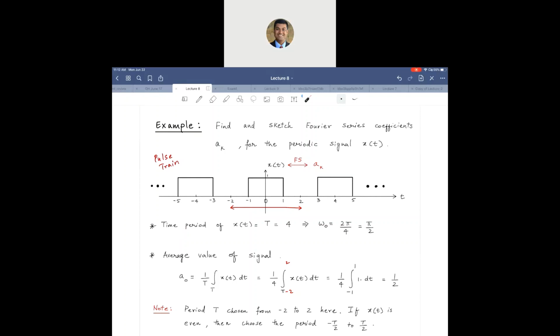The first step: find the time period. This time period was 4 based on how this graph is sketched, which means that the fundamental radian frequency omega naught is pi over 2.